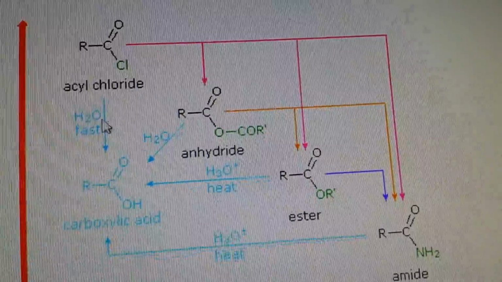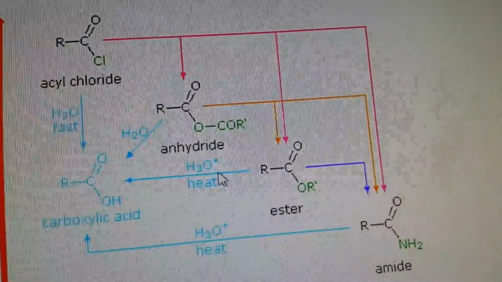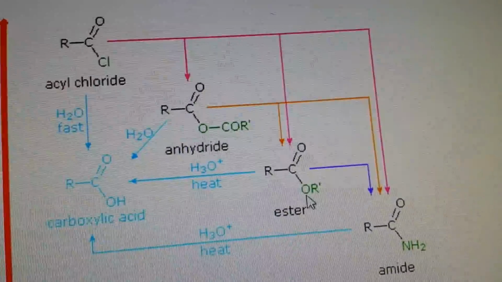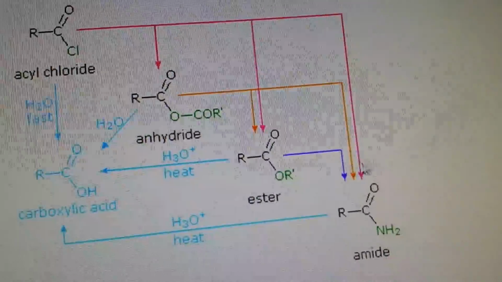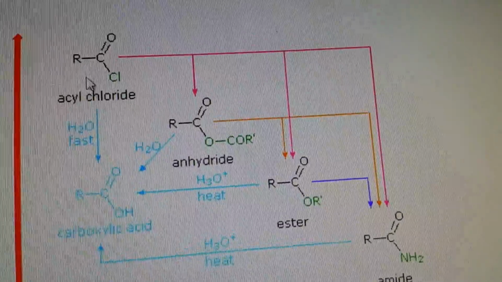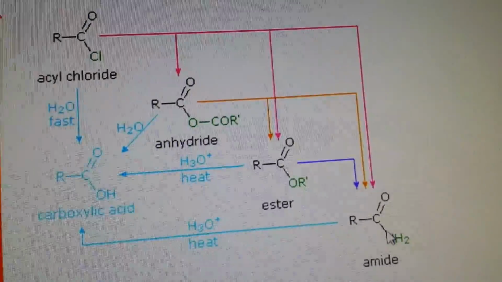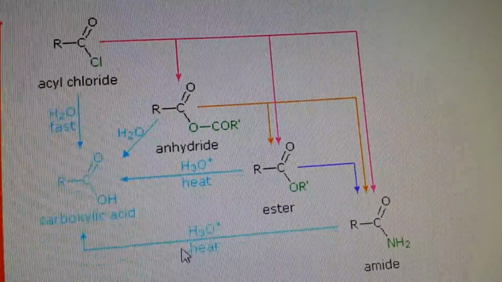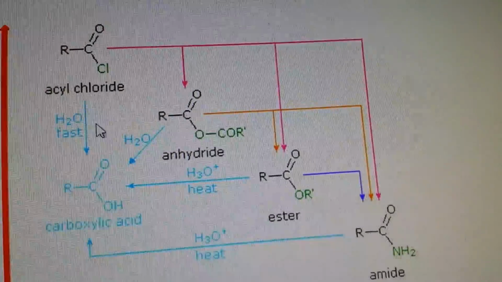This is acyl chloride. If you put water again, you get OH. And this is also an ester. If you put water and acid, you again get this one H. These are different reactions by which you can form a carboxylic acid. You can also form carboxylic acid from an amide: put in water and heat, and you get OH. So how can you form carboxylic acid?